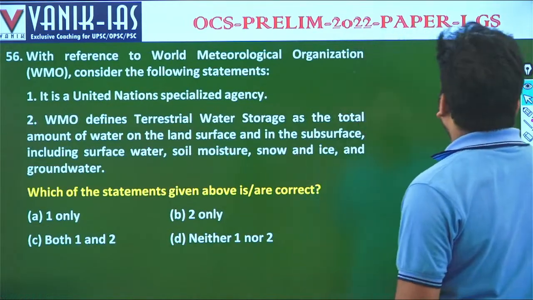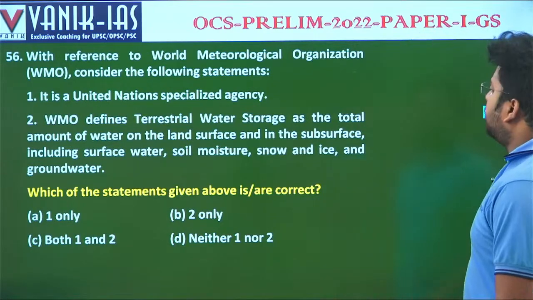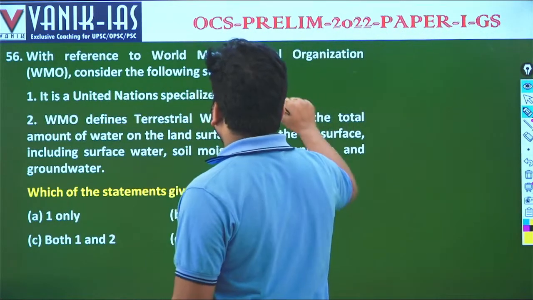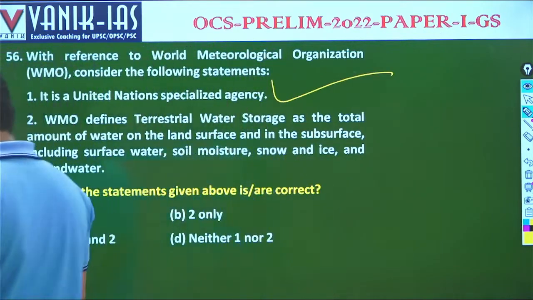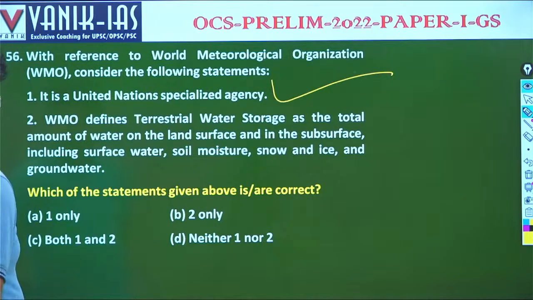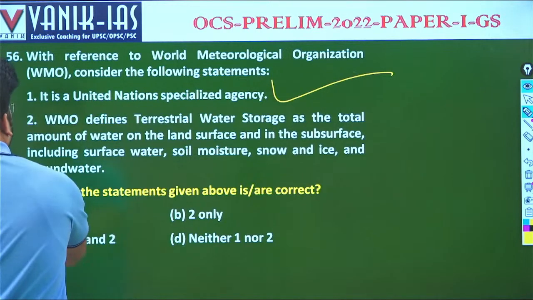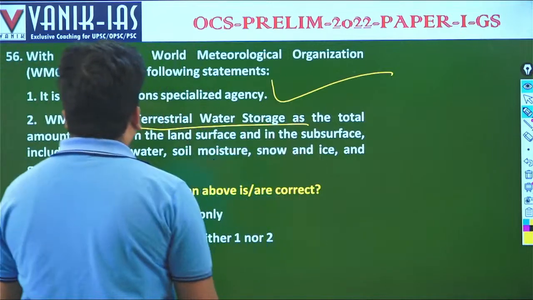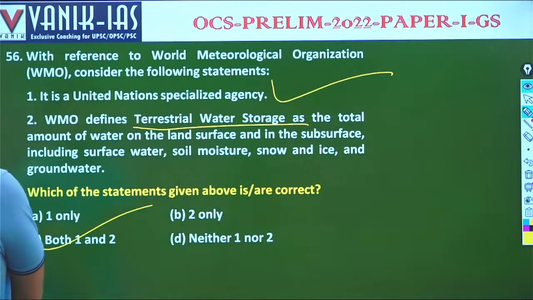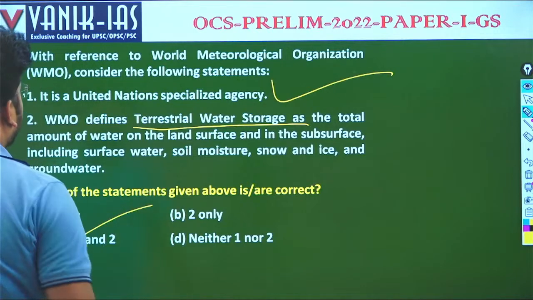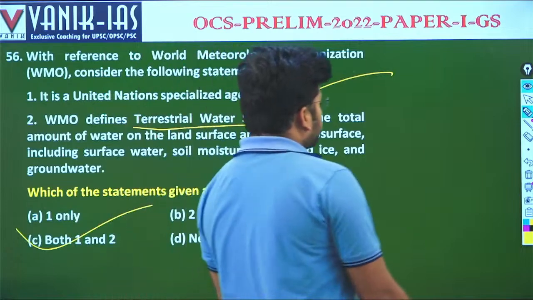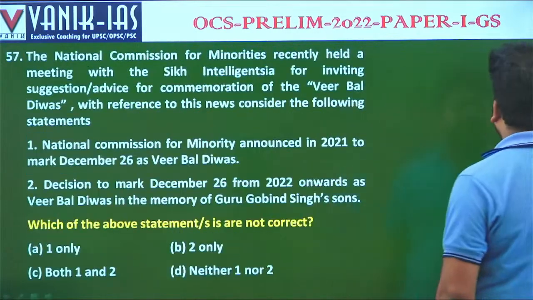With reference to the World Meteorological Organization, consider the following statements. WMO is a United Nations specialized agency. Yes, this is right. Next, WMO defines terrestrial water storage as the storage amount of water in the land surface and in the subsurface, including surface water, soil moisture, snow and ice and groundwater. Which of the following statements are correct? Both statements are correct. Terrestrial water storage is the total amount of water on the land surface and in the subsurface, including surface water and soil moisture. So both statements are correct regarding WMO, a specialized agency of the United Nations.